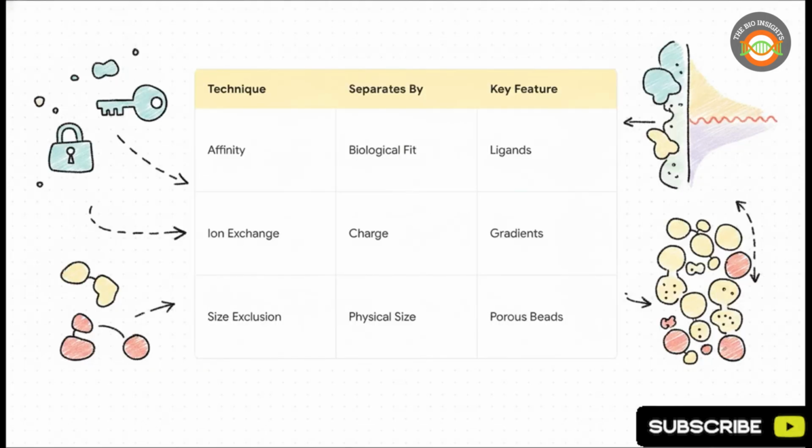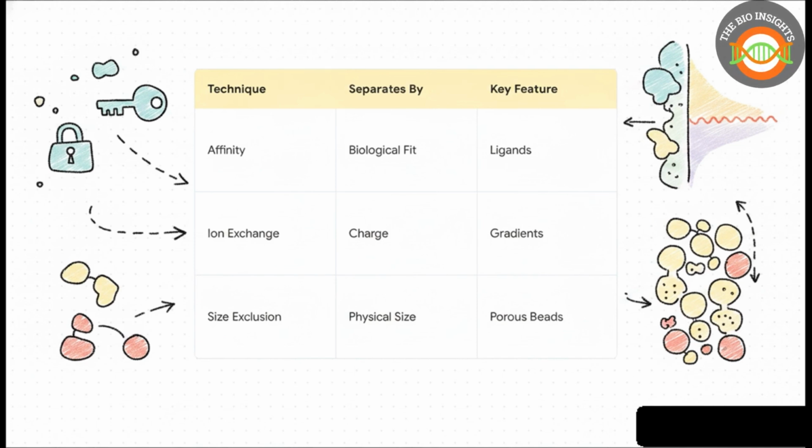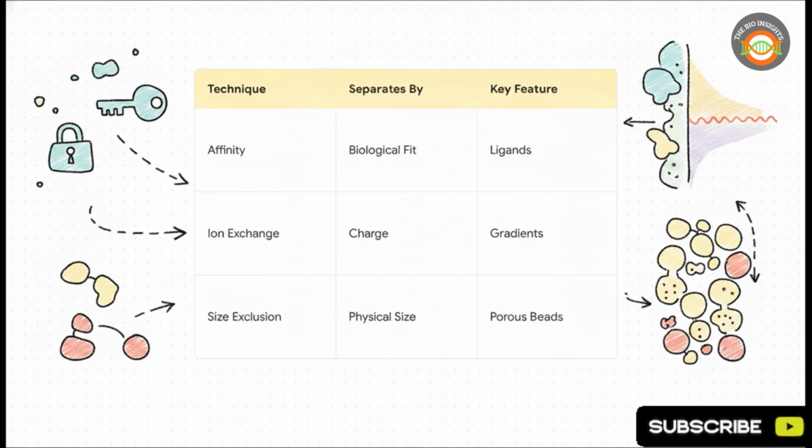To wrap things up, here is a quick cheat sheet for how we isolate biomolecules. We use affinity to sort by biological fit, leveraging those precise lock-and-key ligands. We use ion exchange to sort by electrical charge, pulling molecules using pH and salt gradients. And we use size exclusion to sort by physical size, sending them through a maze of porous gel beads.